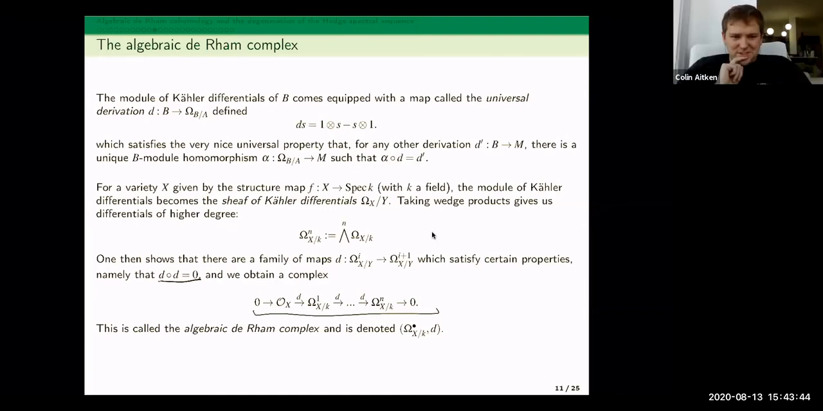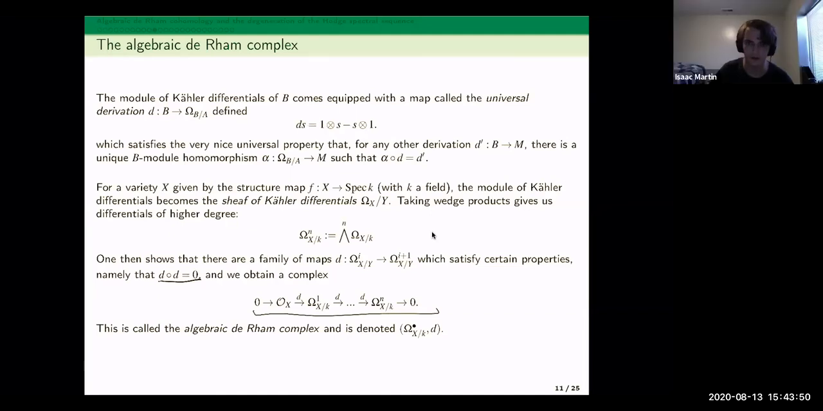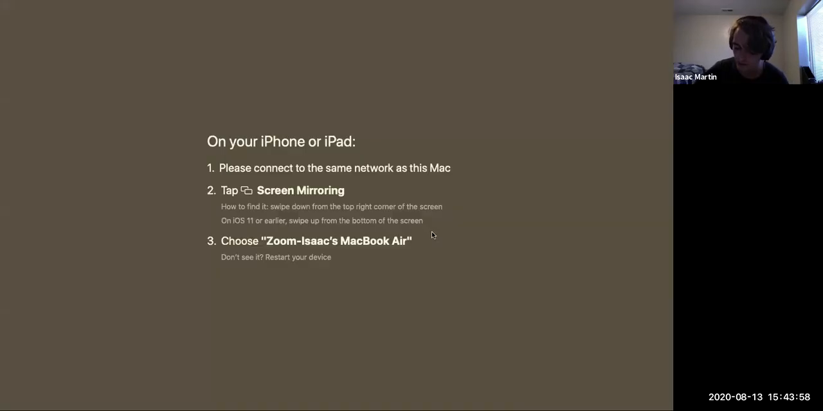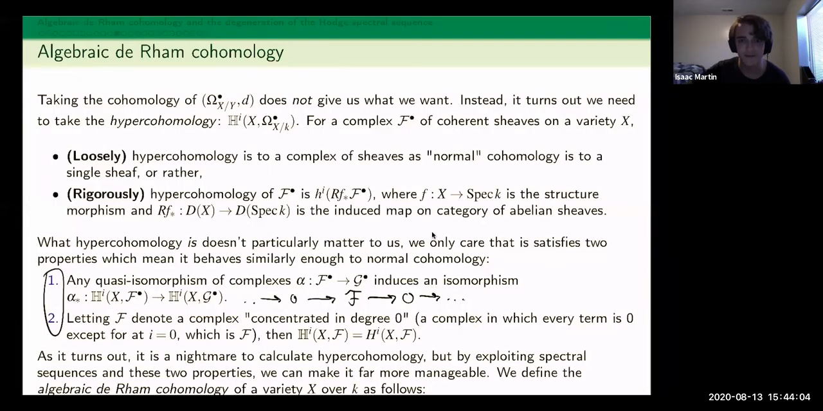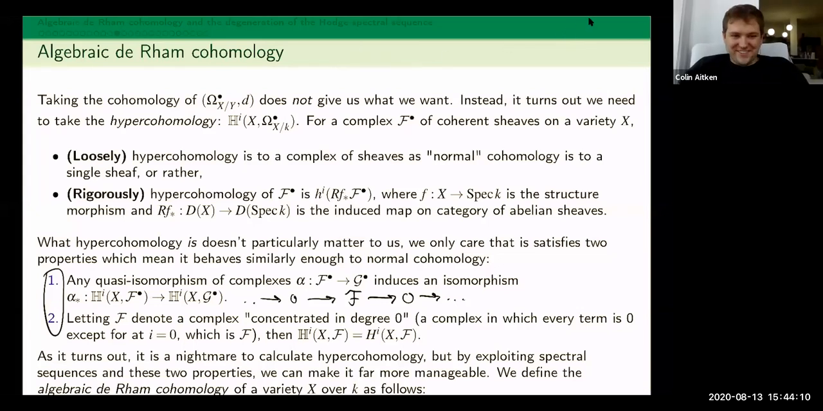Isaac, are you on a new slide? It hasn't changed for me. It's still on the algebraic de Rham complex. Is it moving? Oh, no. It isn't? Oh, I'm sorry. That's bizarre. Let me try resharing. Yeah, I'm on a new slide. I'm sorry. There we go. Very sorry. Hopefully, can you see it now? Yes, thank you. Cool.